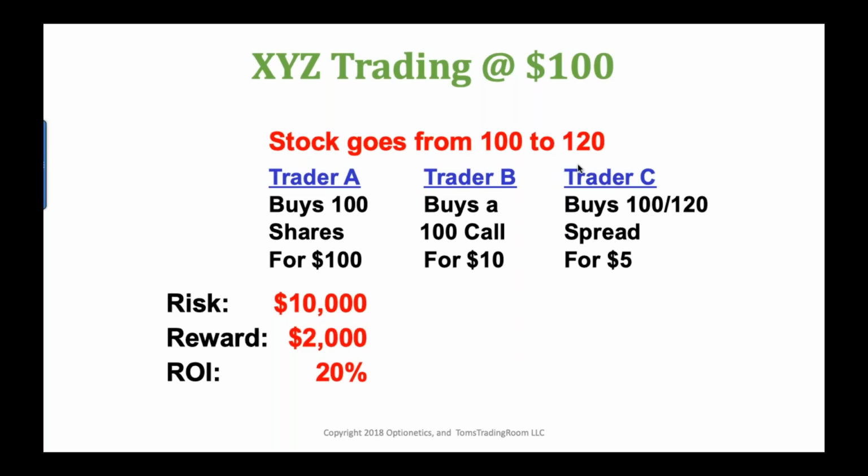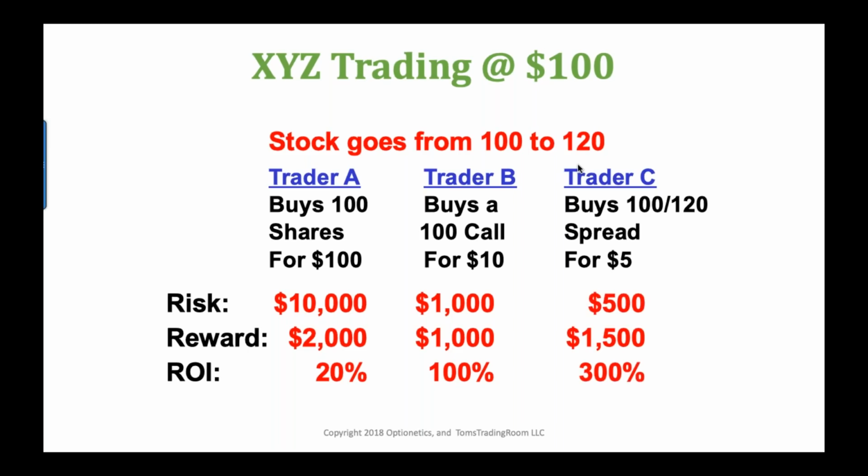Now, let's talk about the reward. Let's say the stock goes from, again, 100 to 120. Trader A does well. They make a 20% return. Trader B, the call trader, buys the 100 call for 10, which cost them $1,000. That was their risk as well. Risk is $1,000. Reward at 120 would be a minimum of $1,000, or a minimum of 100% return. Trader C is the spread trader who was able to put the trade down to $5. That's a $500 cost and risk.